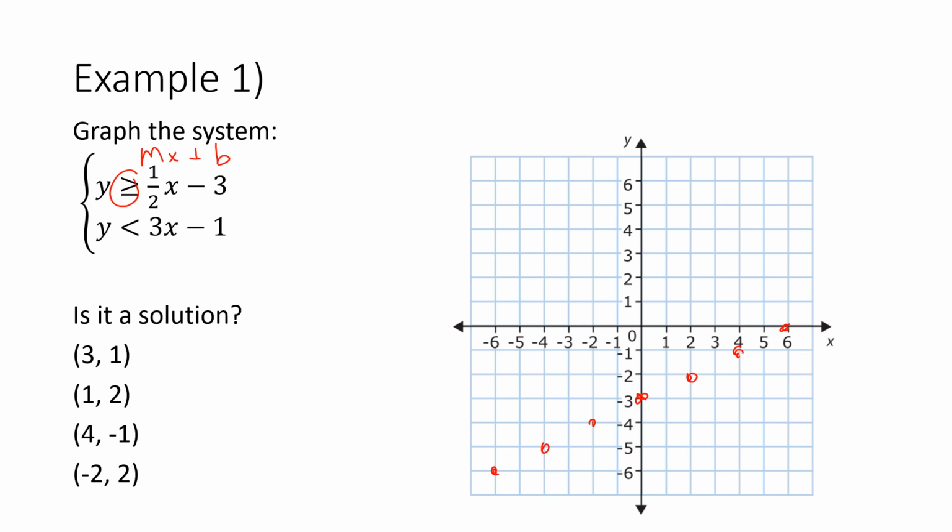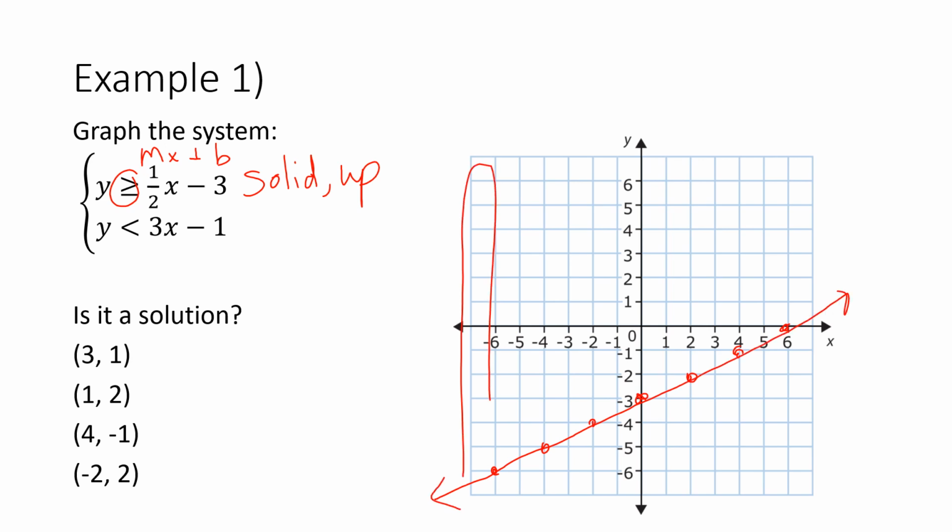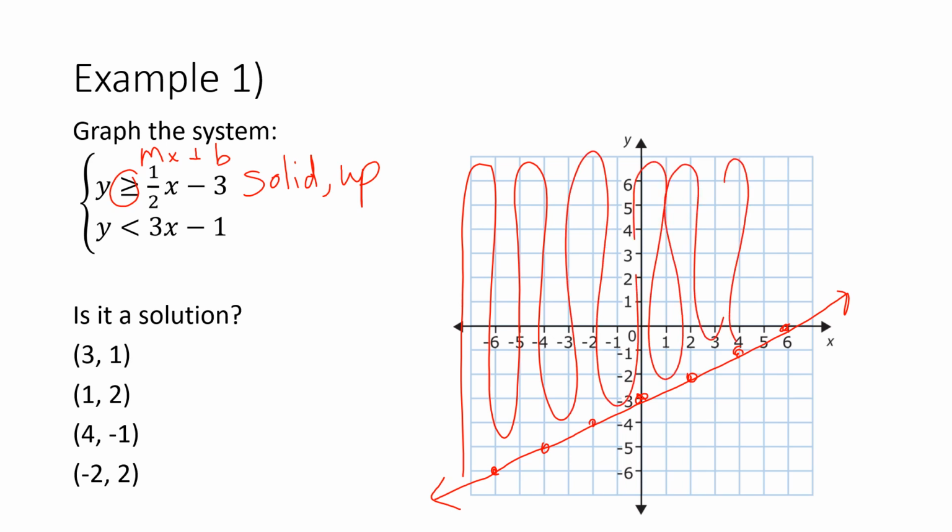However, we have to really look at that symbol, greater than or equal to, means that we are going to draw a solid line and we're going to shade up. So this means we're including all of the points equal to the line itself, and we're including all of the points above the line.